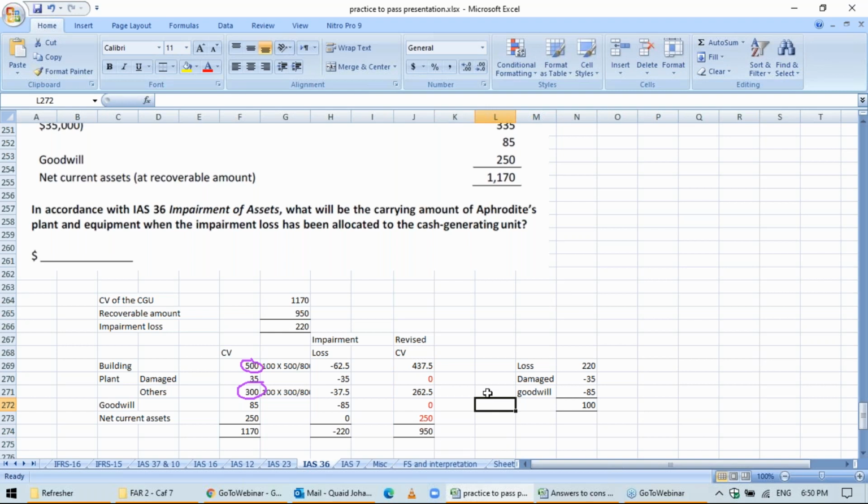Now what is the question asking about? I've taught you the whole process. The question is asking that in accordance with IAS 36 Impairment of Assets, what will be the carrying amount of Aphrodite's plant and equipment when the impairment loss has been allocated? So after allocation of loss, what remains? It's 262.5. So the correct answer is 262.5.